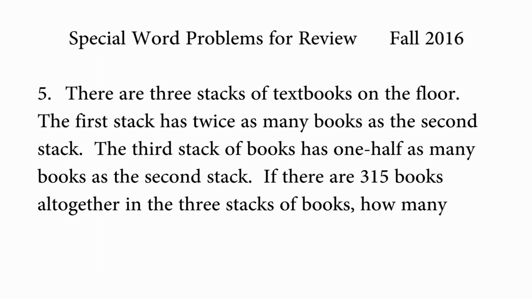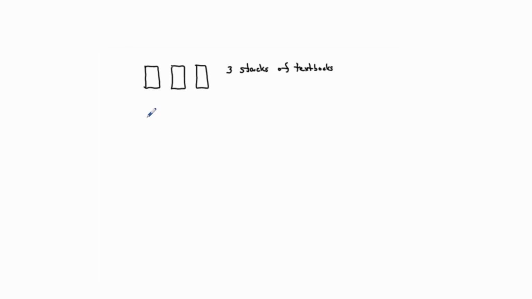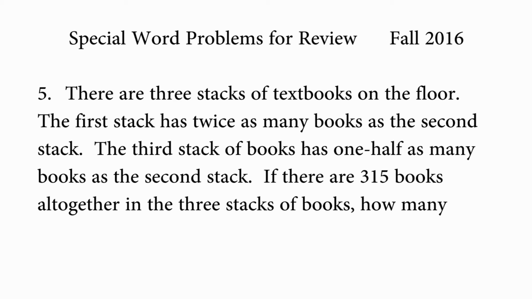Now, what's the next piece of information? There are 3 stacks of textbooks on the floor. The first stack has twice as many books as the second stack. So I'm going to draw this first stack so that it looks twice as high as the second stack, therefore giving me a picture that the first stack has twice as many books as the second stack.